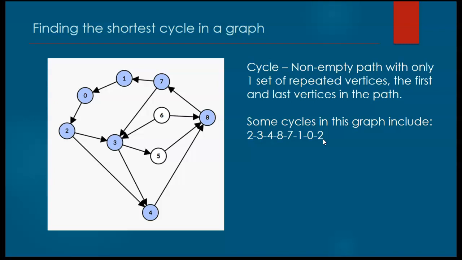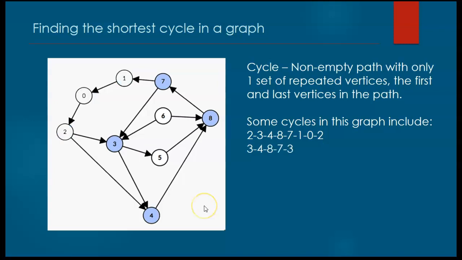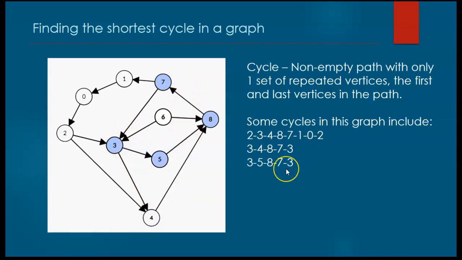The next one, perhaps you could talk about this shorter cycle here. And then finally, 3, 5, 8, 7, 3, coming back again. And there are more cycles than we listed. But what we want to do is write an algorithm to find the shortest cycle in this graph.